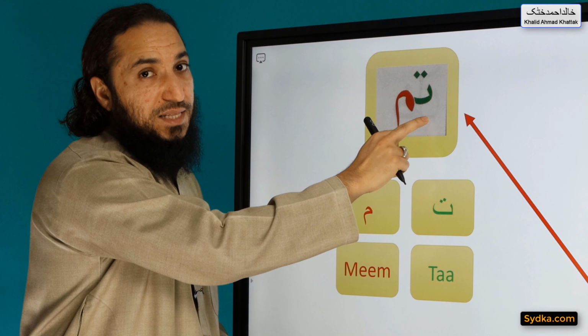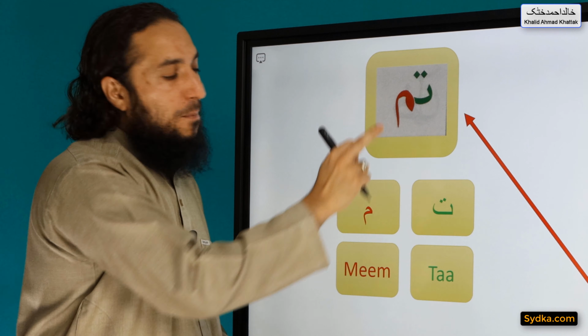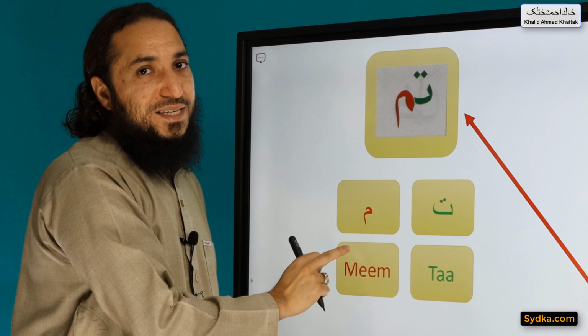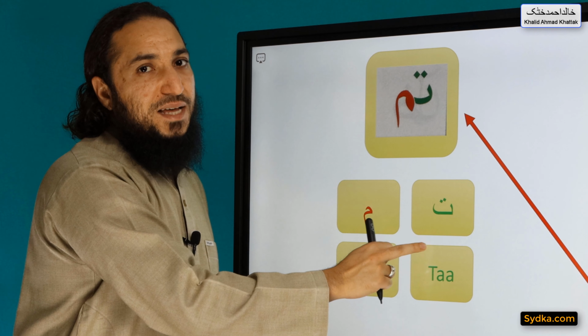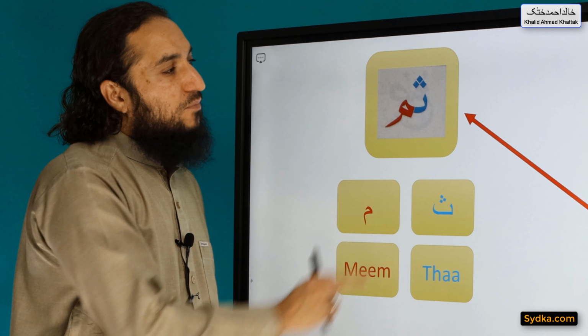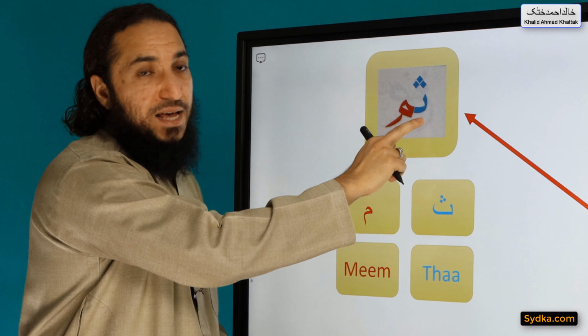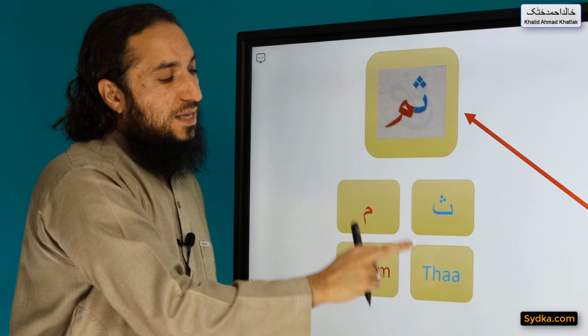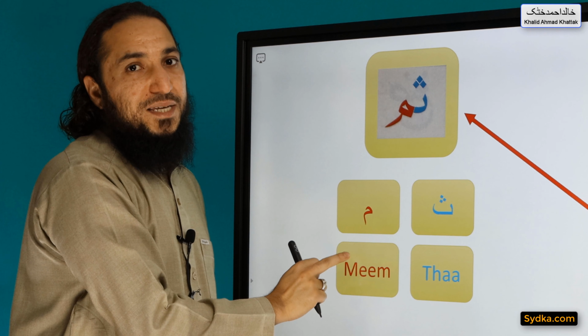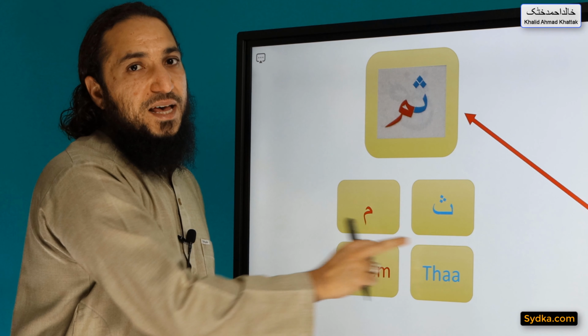The first letter is ta, the second one is mim. Ta mim. The first letter is tha, and the second one is mim. Tha mim.